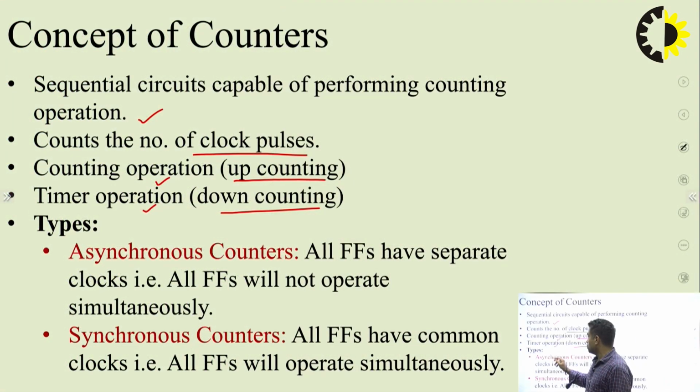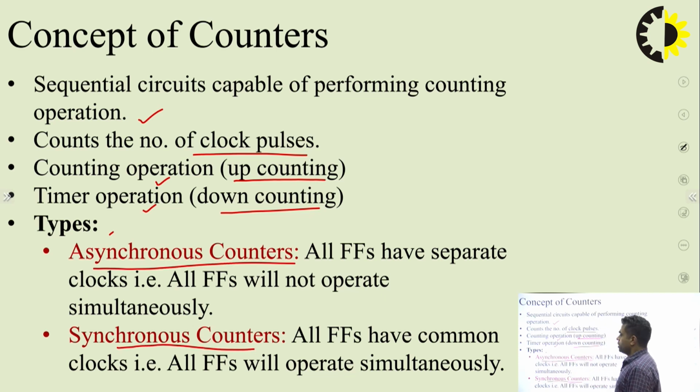There are two types of counters: asynchronous counters and synchronous counters. For asynchronous counters, it is very clear that one flip-flop can deal with only one bit. So if we are having multi-bit counters, let's say a 3-bit counter, we'll require 3 flip-flops. For a 4-bit counter, we'll require 4 flip-flops.